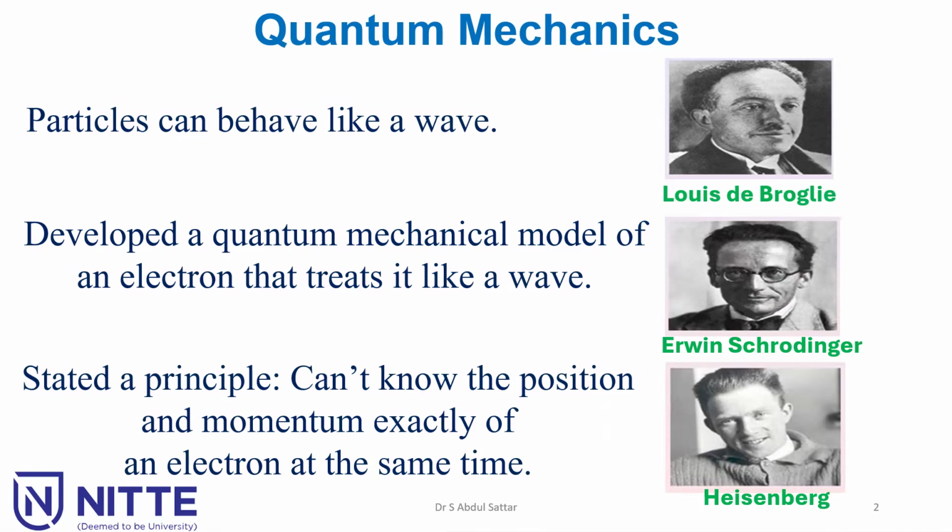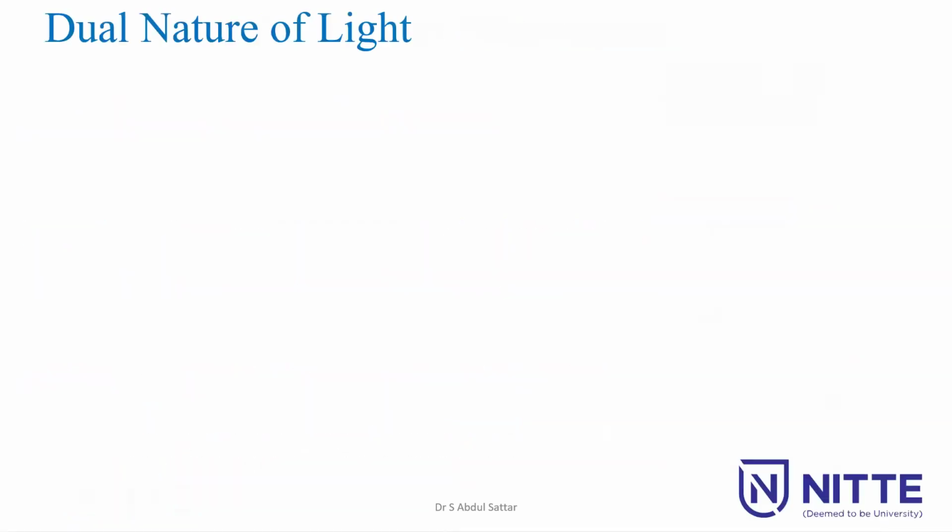Before going to this idea, that a particle can behave like a wave, the idea behind this one is the dual nature of light. So we will discuss the dual nature of light first. Then we will analyze the hypothesis given by de Broglie, that is, a particle can behave like a wave. So coming to the dual nature of light, it behaves like a particle as well as a wave.